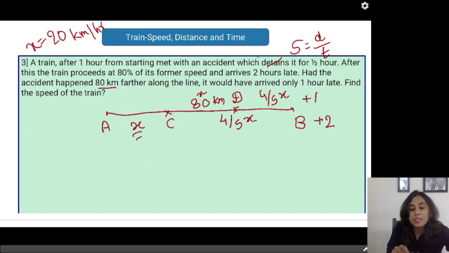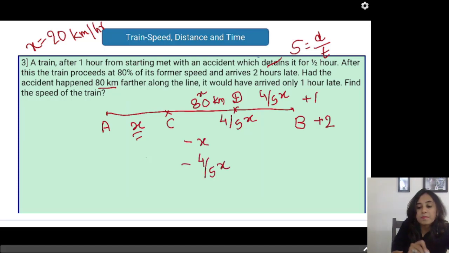in the second situation, CD is the distance covered by the train, which is 80 kilometers, and the train covers that at x kilometers per hour. So the train is covering that distance at x kilometers per hour in situation number 2, and in situation number 1, the train is covering that distance at 4/5 of x. So CD has got two different speeds. One is x and the second is 4/5 of x.